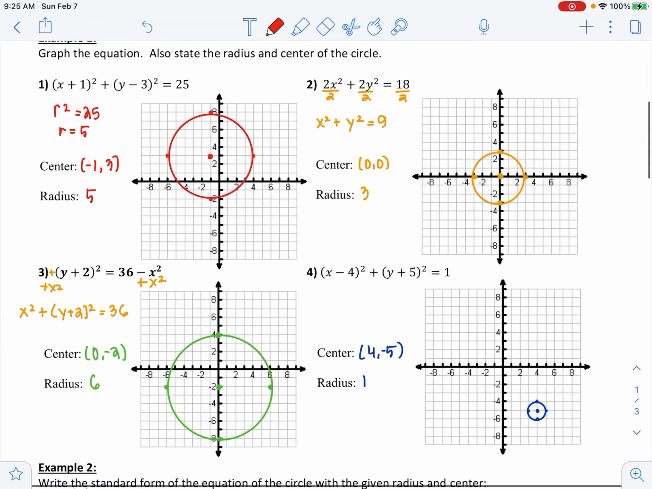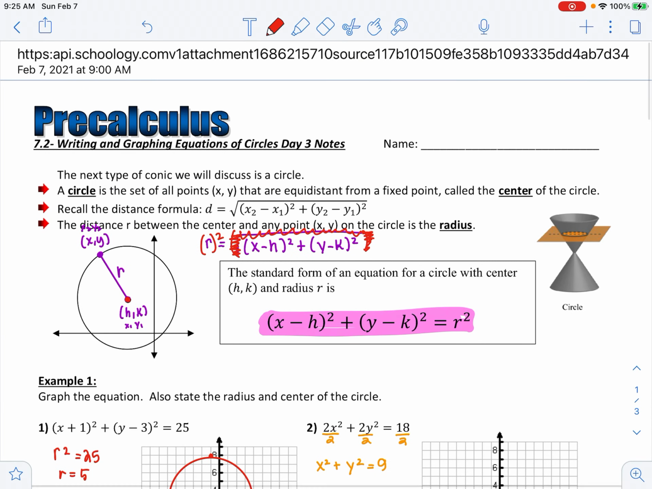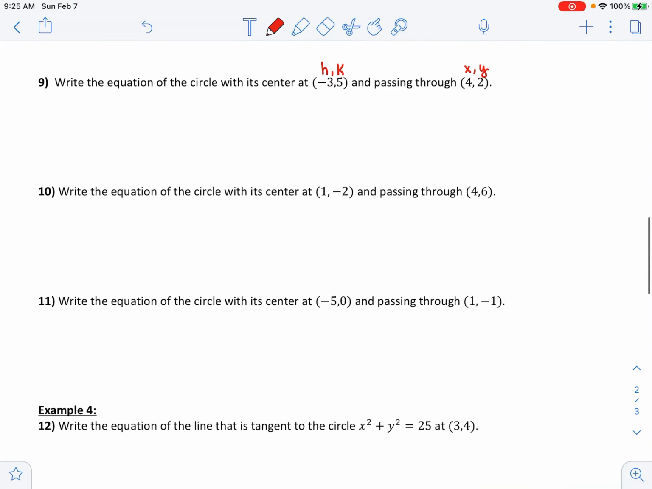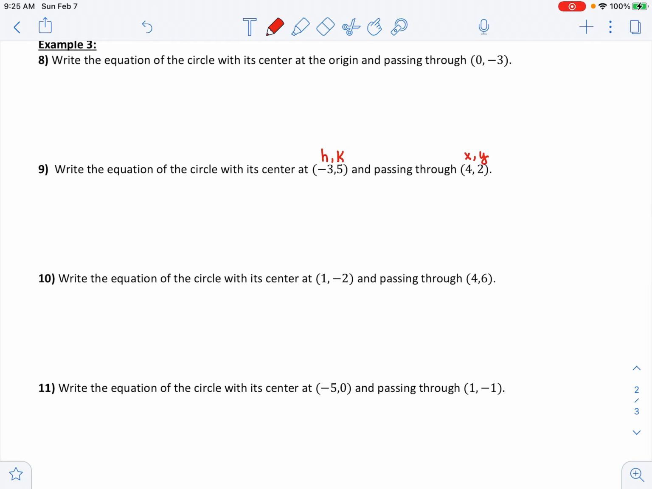So one way of doing this is thinking about, I gave you the center, I gave you a point, you can find the radius using the distance formula. That's the longer way I personally think of doing it. So you can do R equals the square root of x2, which is 4, minus x1, which is a negative 3, square it, plus y2, which is 2, minus y1, which is 5, square it.